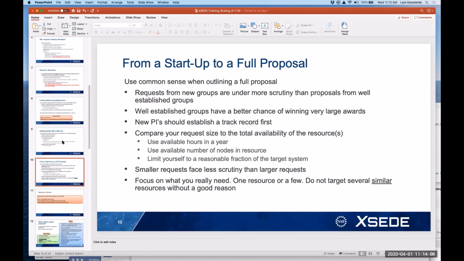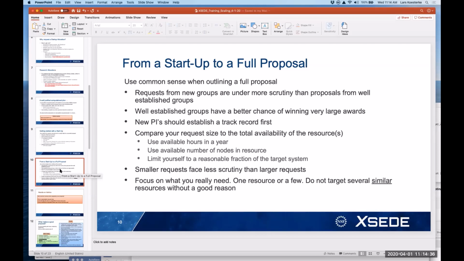And what you should also keep in mind is to focus on what you really need. If you only want to do compute, target one resource. Do not target several similar resources without a good reason. So don't say, I want to use a cluster in California, and I want to use a cluster in Pittsburgh, and I want to use a cluster in Texas, without any reason why you need three resources that are very similar.